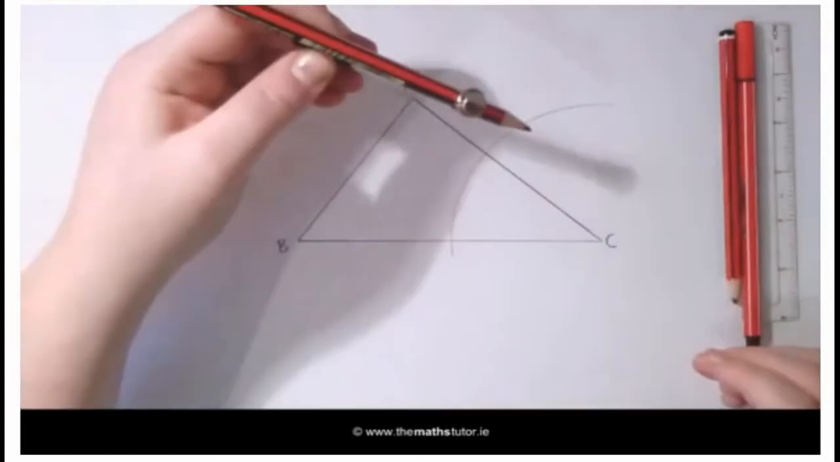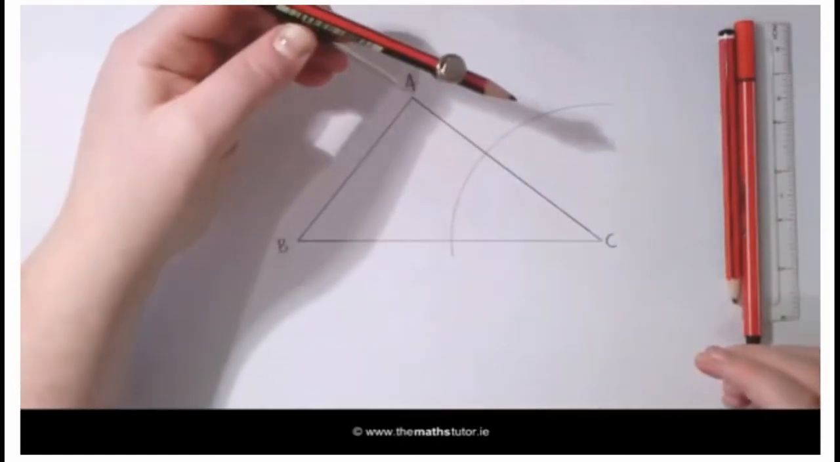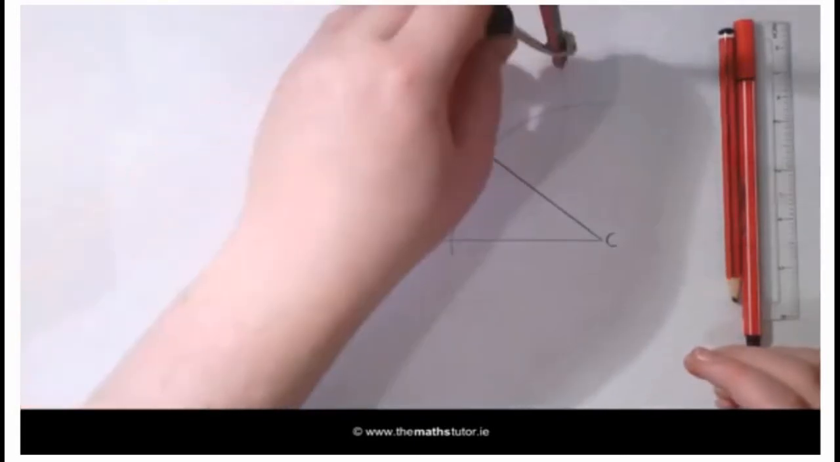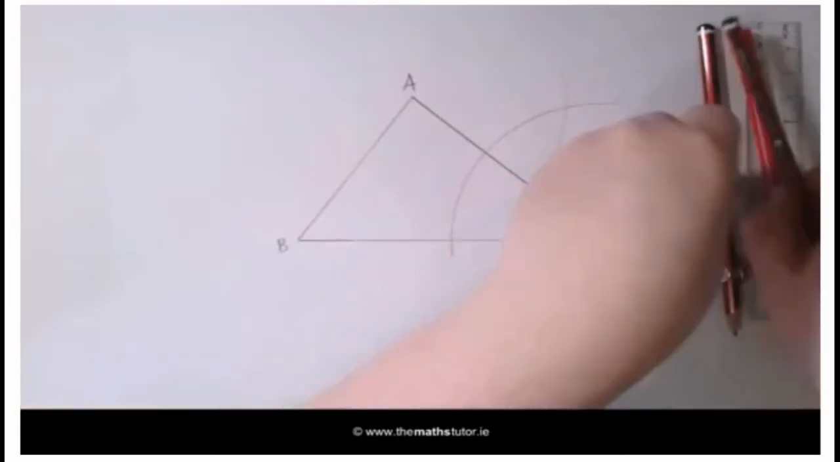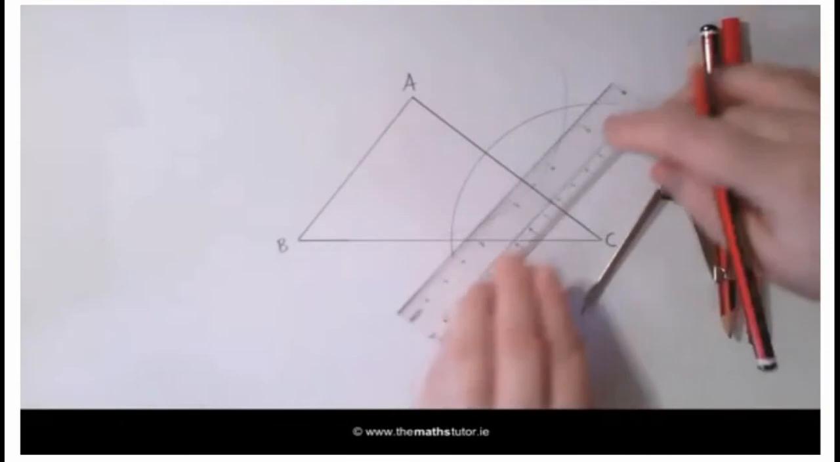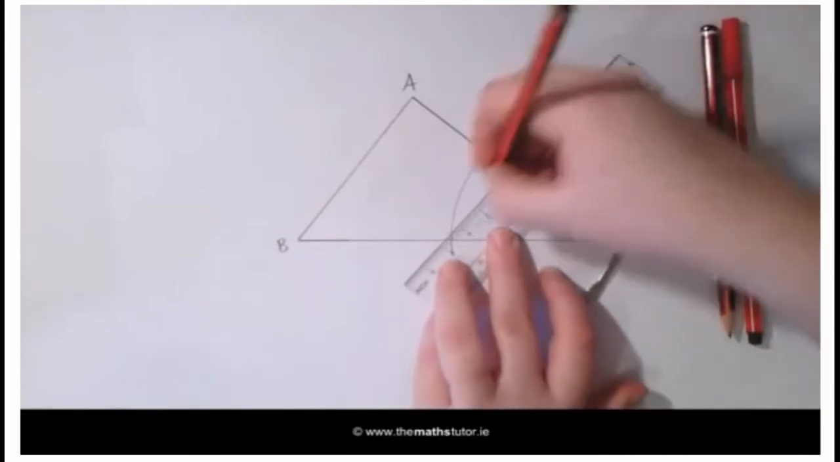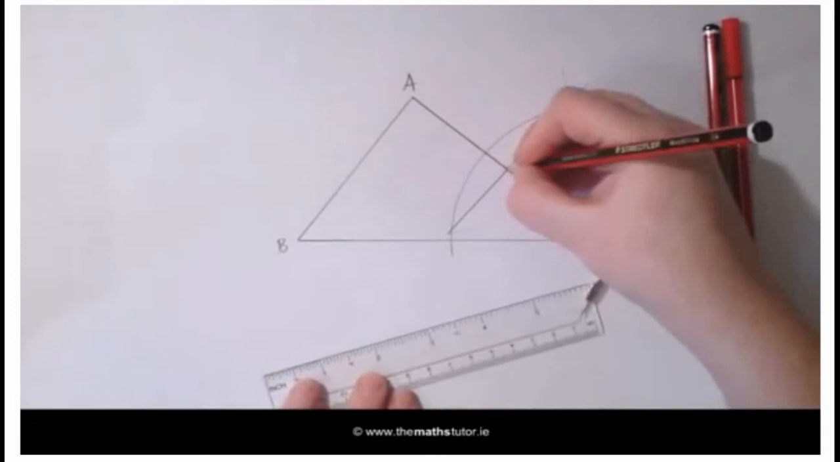Taking our compass and placing it on A, without changing the width, we are going to draw another arc. We are then going to draw a line where these arcs meet and mark the midpoint.